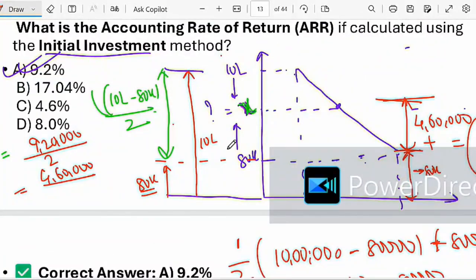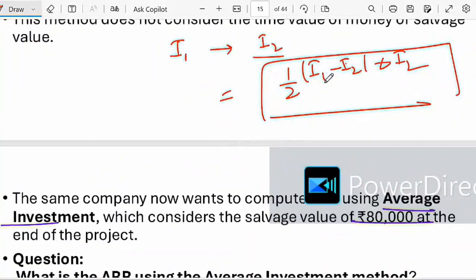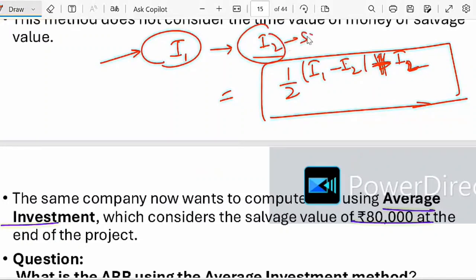No need to go into that deep. Just remember this formula, that will be enough. Whenever you have to find the average investment, just apply this formula: half of I1 minus I2, plus I2. What is I1? I1 is the initial investment. What is I2? I2 is the salvage value. And that is all, that will work. Okay. Now friends, let's see the next one.